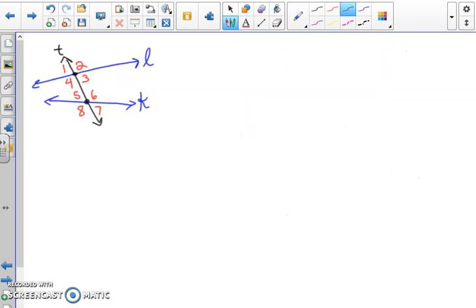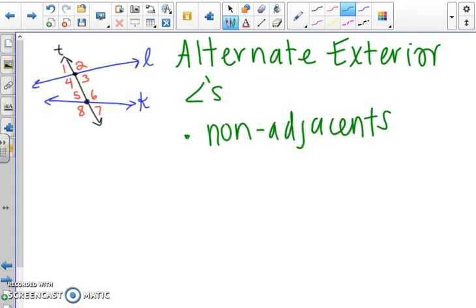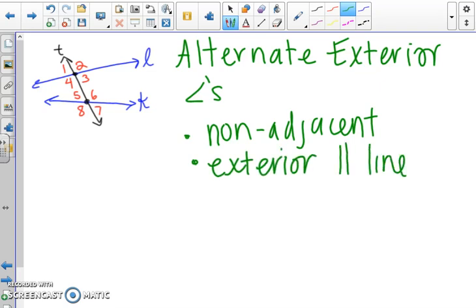So we talked about alternate interior. Let's talk about alternate exterior angles. Those are going to be kind of similar. They're alternate, so they're not on the same side. They're non-adjacent. They're on the exterior of the parallel lines. And they're on opposite sides of the transversal.